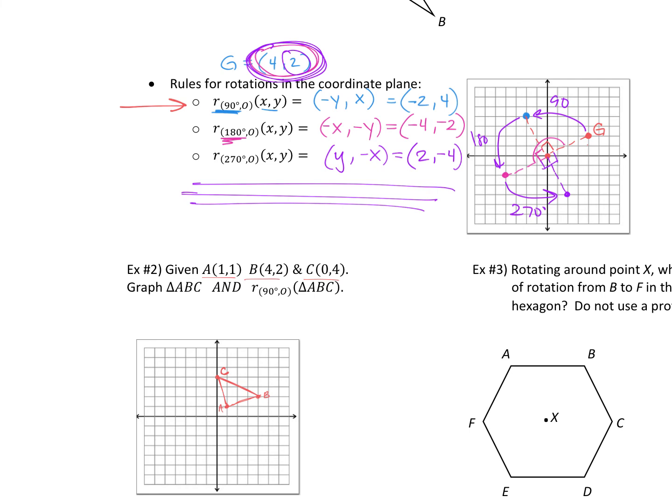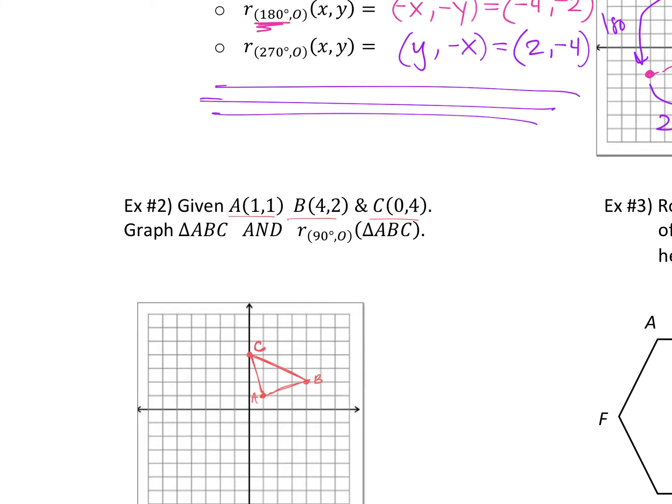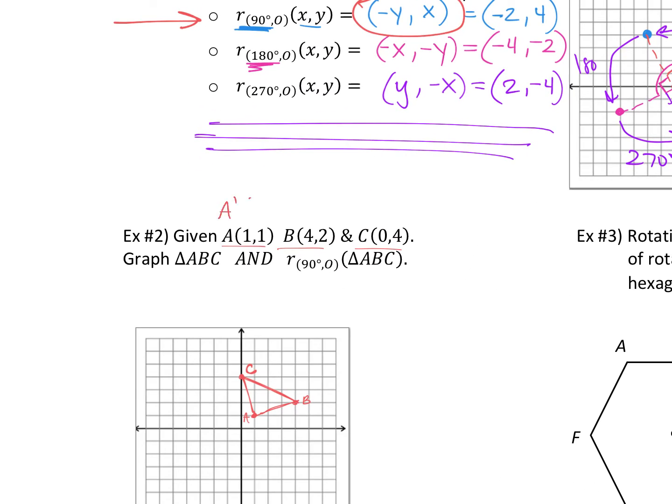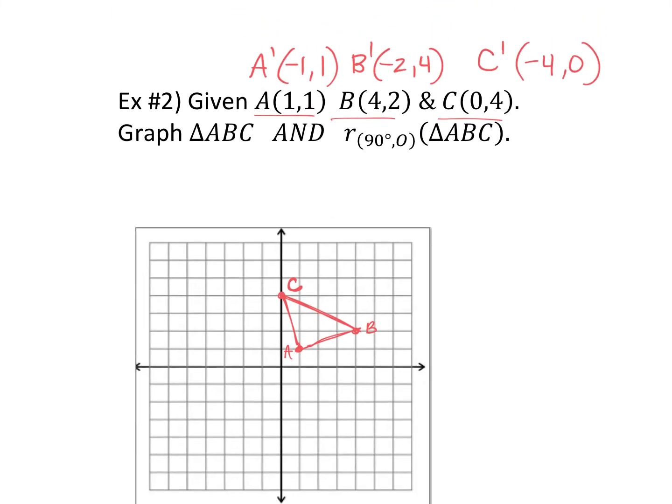Rotating at 90 degrees is going to be the opposite of my y followed by my x. So take a look at this. A prime, opposite of y would be -1. My x is 1, right? My b prime, opposite of y is a -2. My x was 4. My c prime, opposite of y is a -4, and my x is 0. Okay, so if I plot those points, it should look like a rotation of 90 degrees.